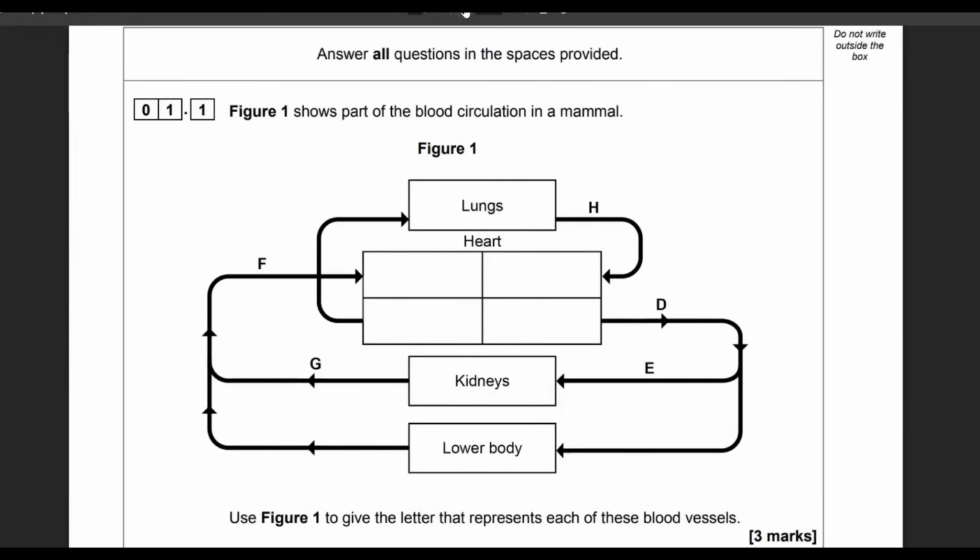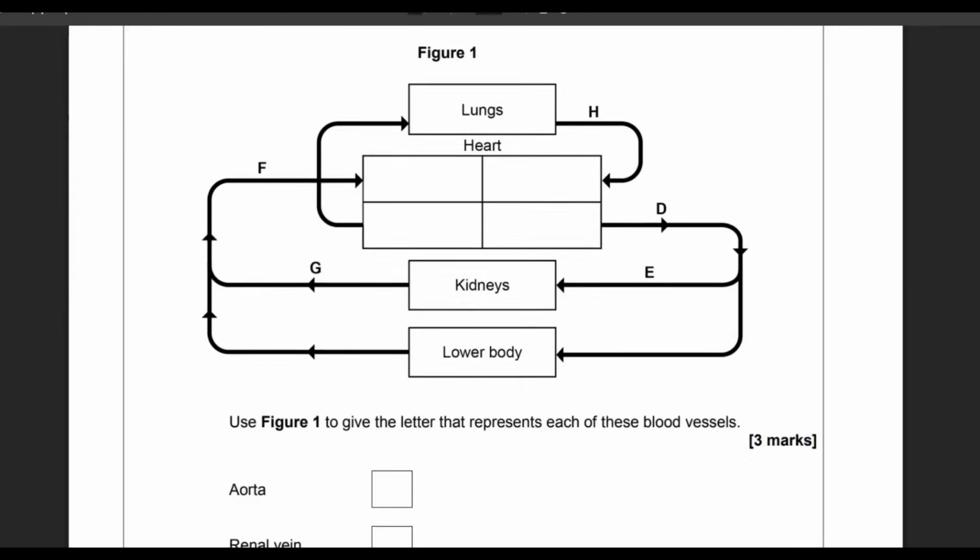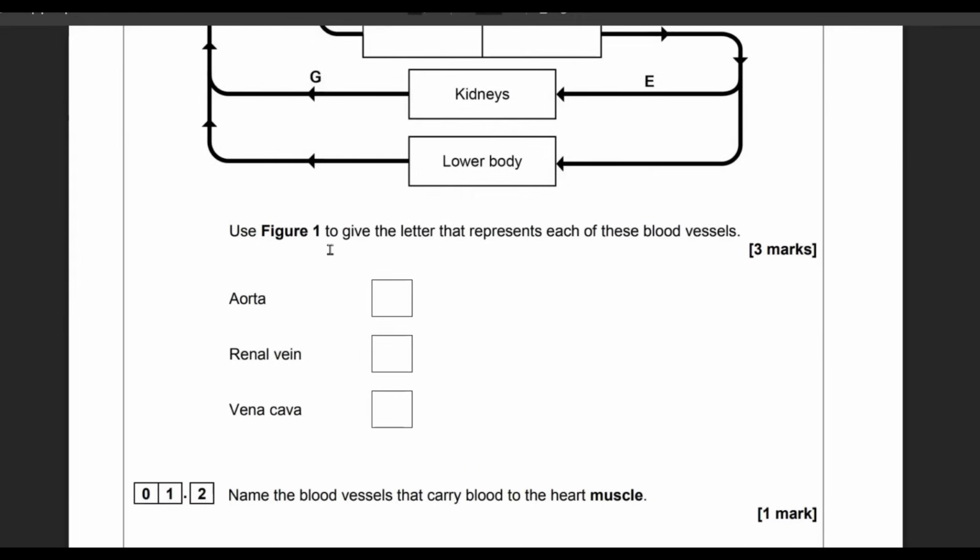Question 1.1, figure 1 shows part of the blood circulation in a mammal. We can see we've got the lungs in a rectangle here. We've got these various arrows connecting the different boxes together. These arrows represent different blood vessels, and these rectangles with labels obviously represent organs and parts of organs. So use figure 1 to give the letter that represents each of the blood vessels.